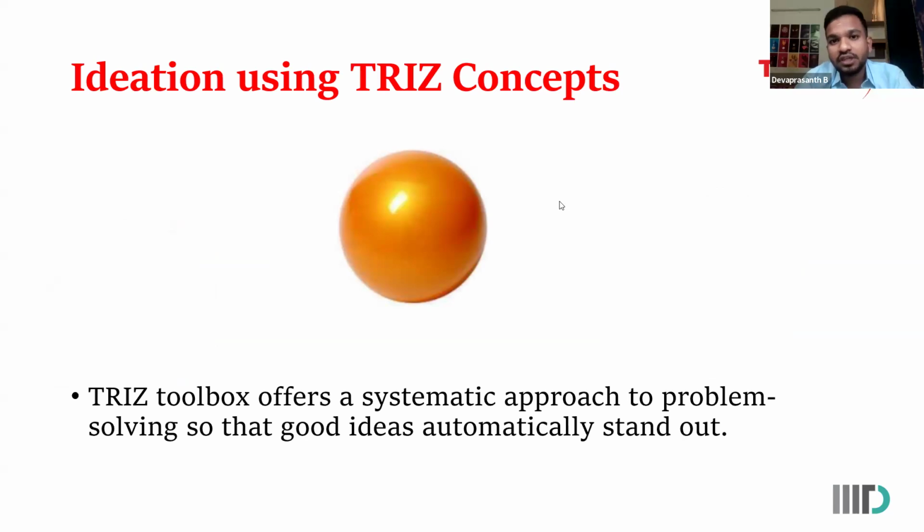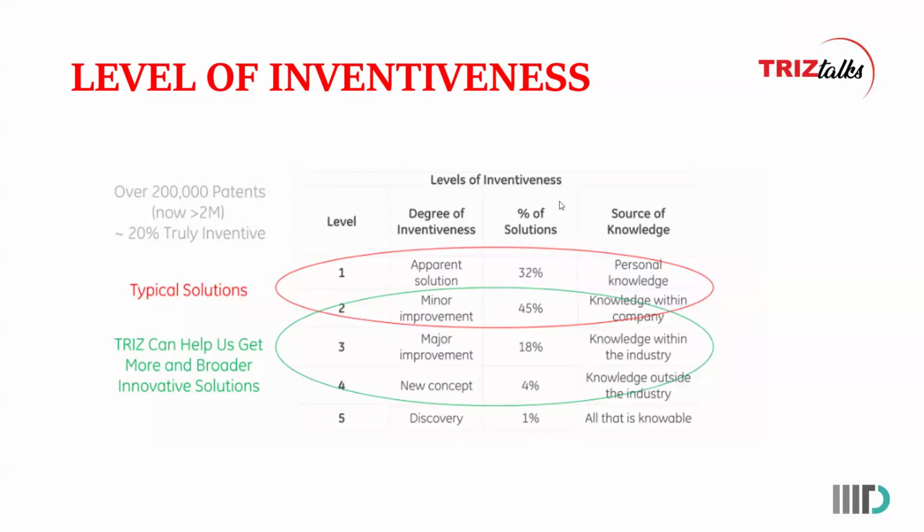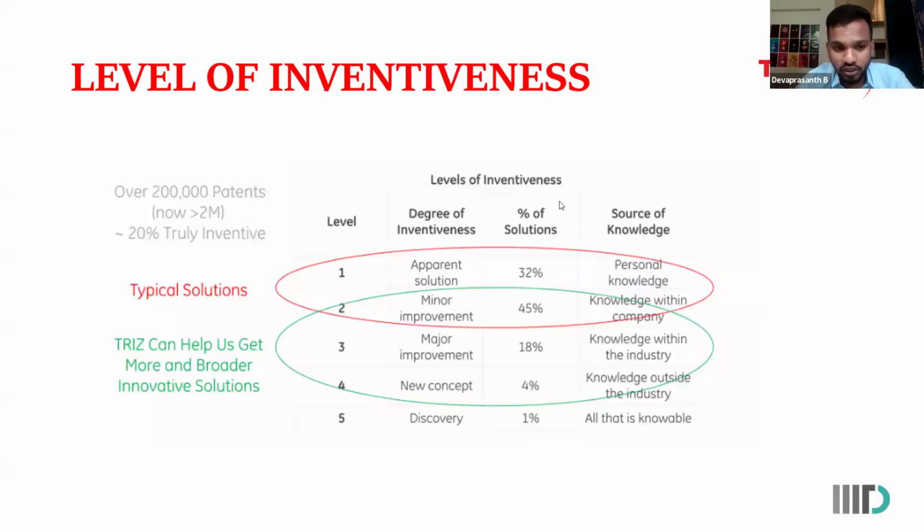You may have a doubt: are you saying that only through TRIZ we can have a good idea or make a new thing? I'm not saying it that way. Now let us see the performance here. In levels 1 and 2, apparent solution and minor improvement just need personal knowledge of the device or the core you are working on. But to have a major improvement, a new discovery, or a new concept, we need to put in more effort. There comes TRIZ, which makes it easier to achieve in a shorter span of time.